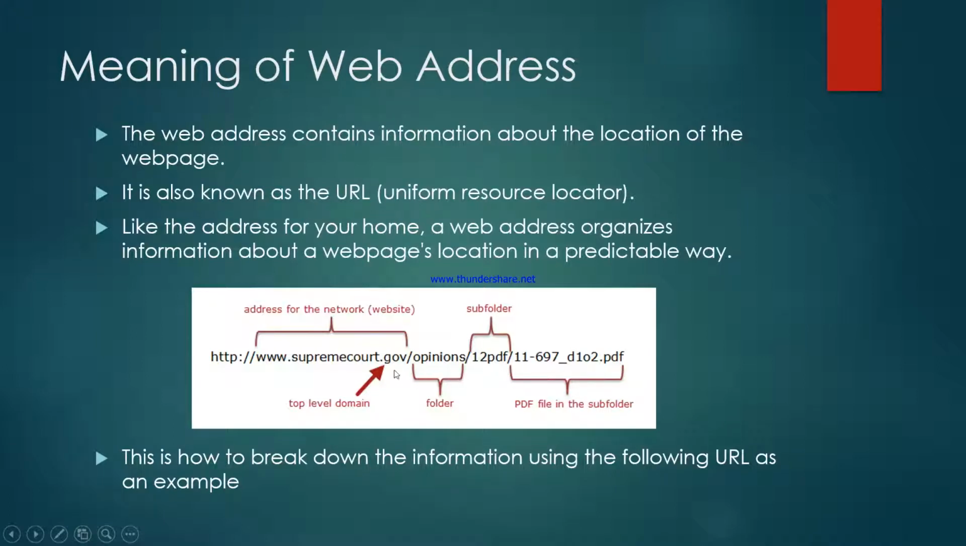So this is the web address or the URL. This is the URL of this network, the address of this website. Here in this website, opinions is a folder, 12 PDF is a subfolder, and in this subfolder we have a PDF whose name is 11-697_D102. So this is how to break down the information using the URL.